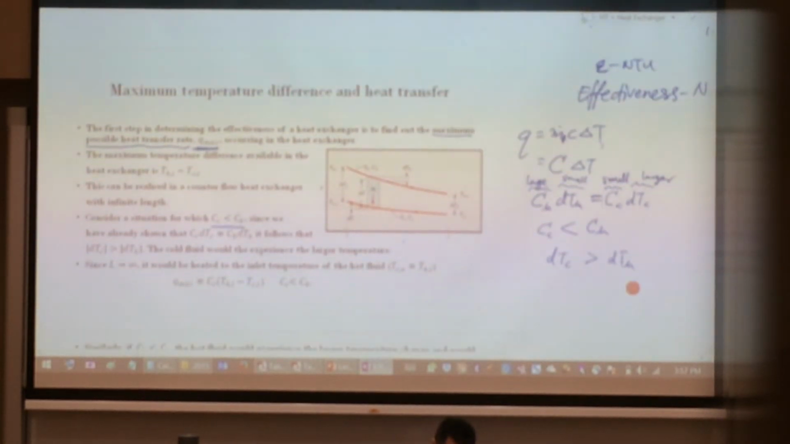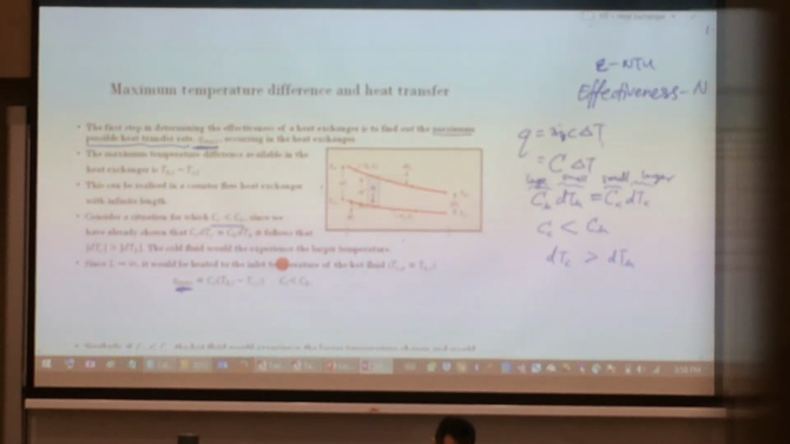So that's to say, my Qmax over here would be equal to Cc multiplied by the temperature difference. And this temperature difference, delta T, in order for me to find out what is my Qmax, would be the highest temperature minus the lowest temperature. It works for counterflow and parallel flow. It will work the same way.